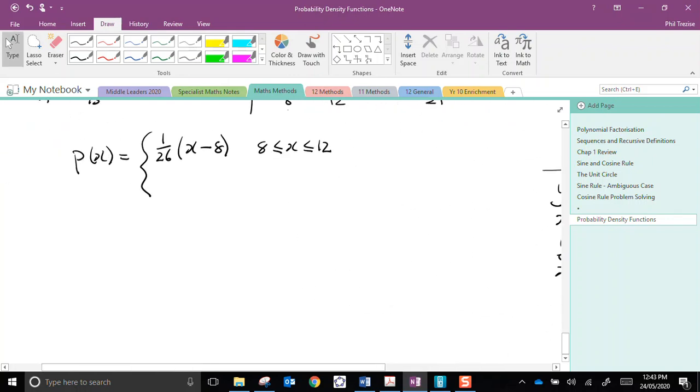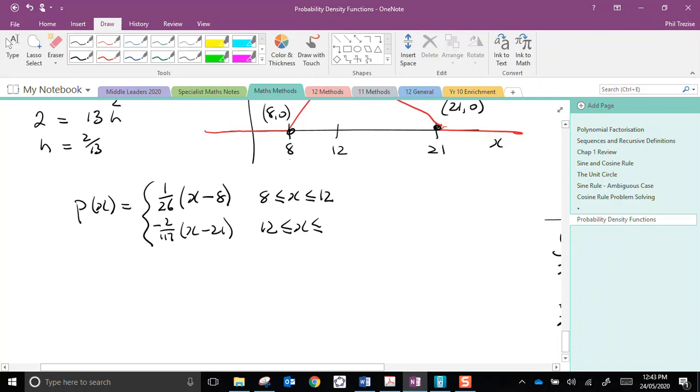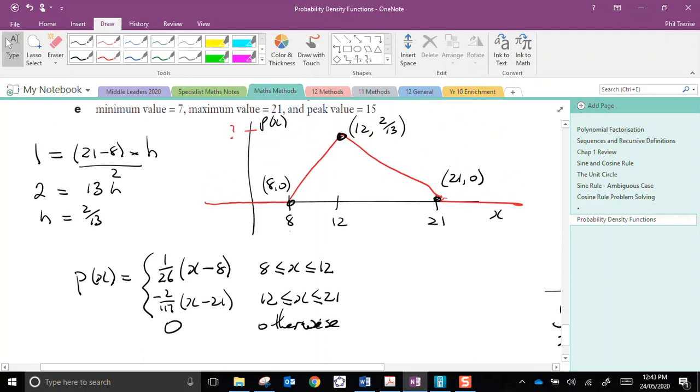Minus 2 over 117 by x minus 21. And this applies when x is between the limits of 12 and 21, and 0 for all other values. There's our piecewise probability density function for this one.